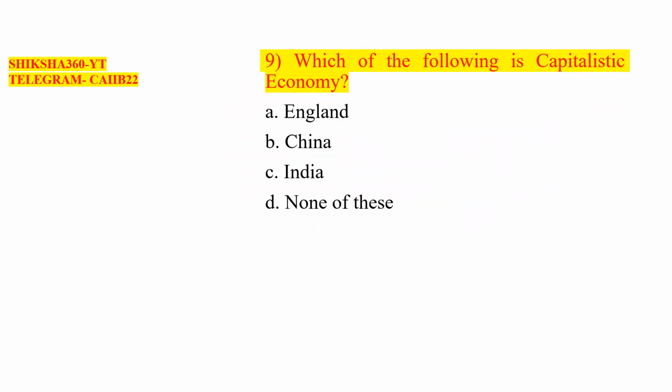Now move to the next question, question number 9. An easy, theoretical question. Which of the following is a capitalist economy? England, China, India, none of these. Can anyone tell what type of economy China is? India is not a capitalist economy, so England is the answer. England is the capitalist economy.